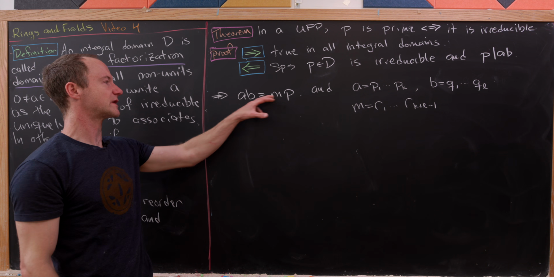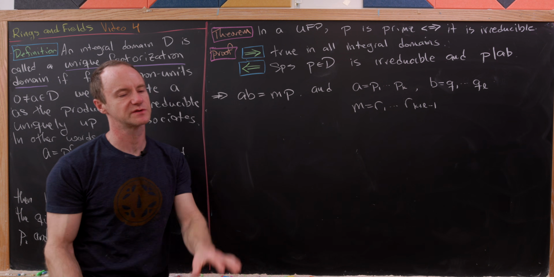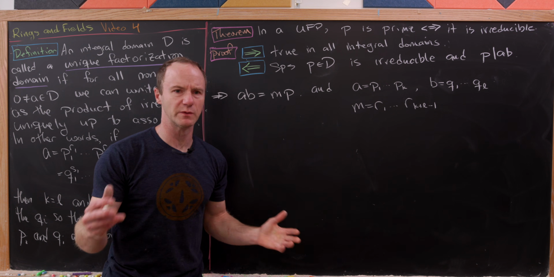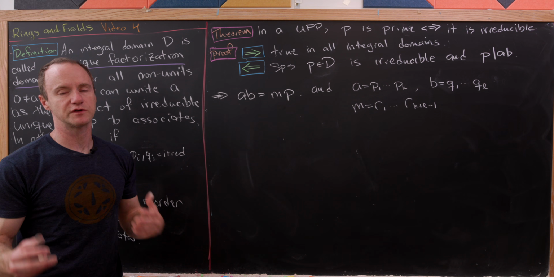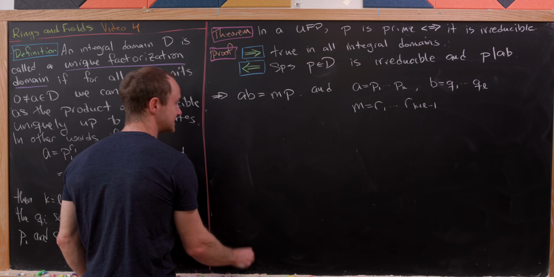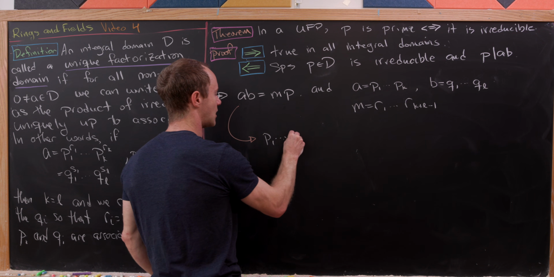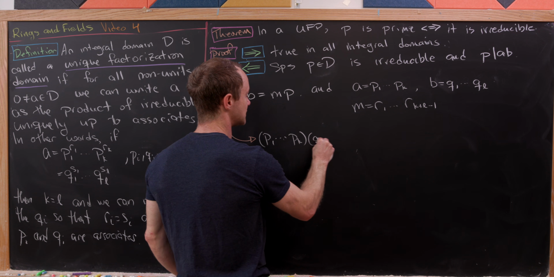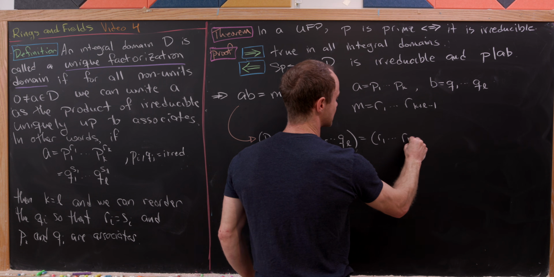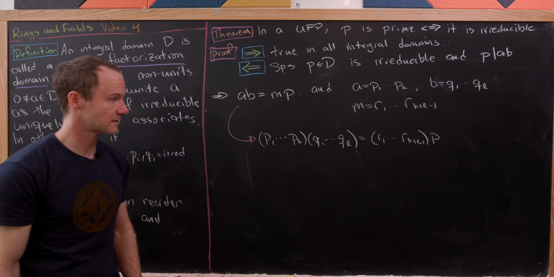All right, so now let's rewrite our equation with this factorization into irreducibles. I'd like to point out here that I'm not using exponents. We can just assume that we've got repeated irreducibles here as necessary. Okay, so like I said, let's take this and rewrite it. So we've got this is equal to P1 all the way up to Pk times Q1 all the way up to QL times R1 all the way up to R_{K+L-1} times P.